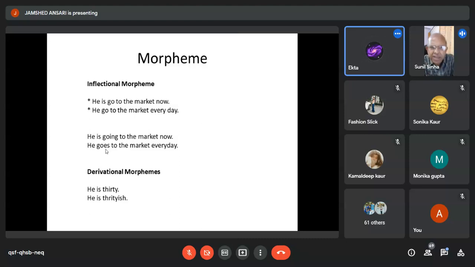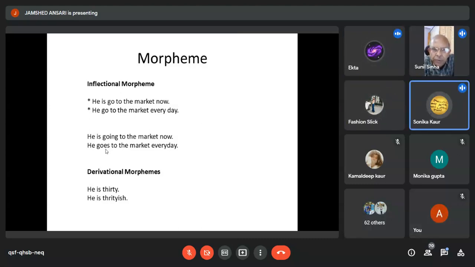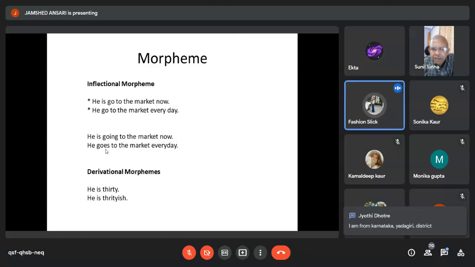Someone, I saw a message there, I am from Delhi. Yes, sir, me too. Who is from Delhi? Yes, sir, me. Shafad. Many are from Delhi. Shafad from Delhi. Okay.